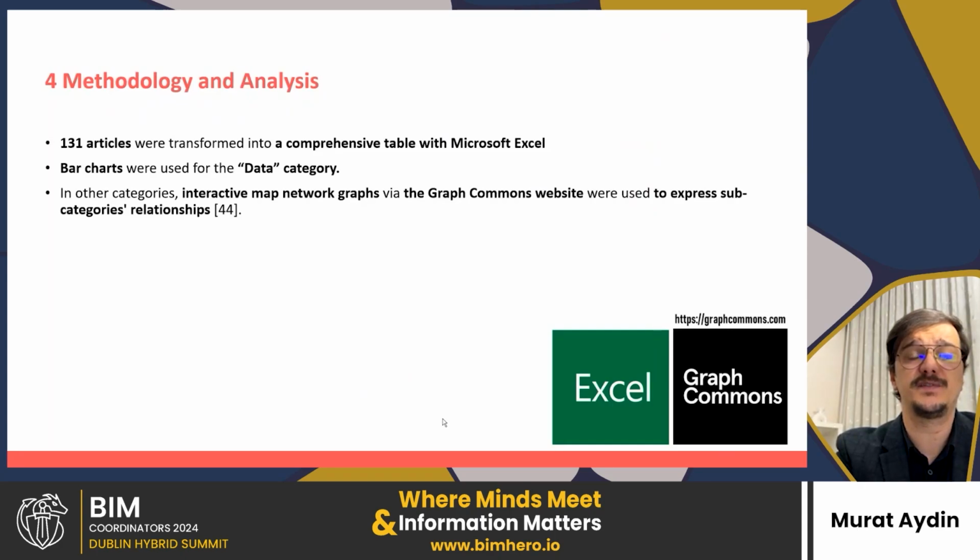131 articles were transformed into a comprehensive table with Microsoft Excel. Bar charts were used for the data category, and in other categories, interactive map networks graphs with the Graph Commons website were used to express subcategories relationships. Graph Commons is a collaborative platform for mapping, analyzing, and publishing data networks. It empowers researchers, people, and organizations to transform their data into interactive maps and untangle complex relations.